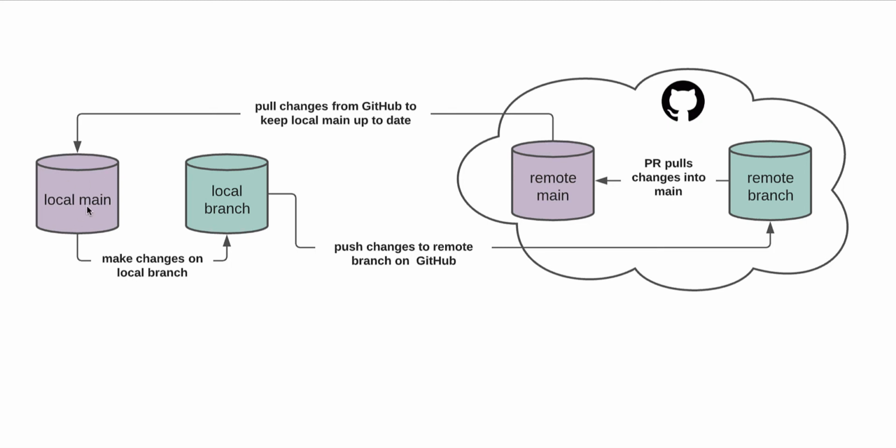So again, we have our local main and our GitHub main, but we're going to be doing all of our work on a branch. When we're ready to make a push, we'll push that up to GitHub, we'll issue a pull request which says, hey, can you pull those changes into the main branch on GitHub? And then I'll sync up those changes back on my local machine.